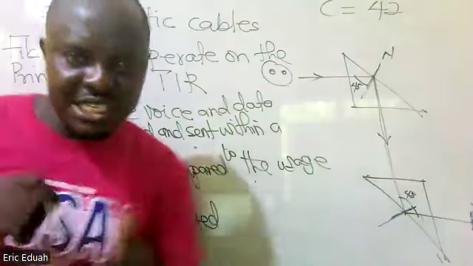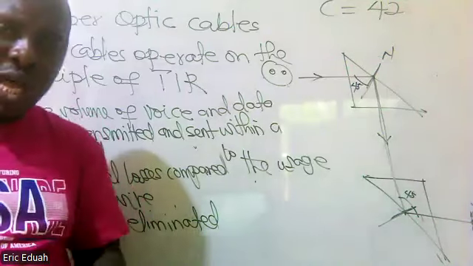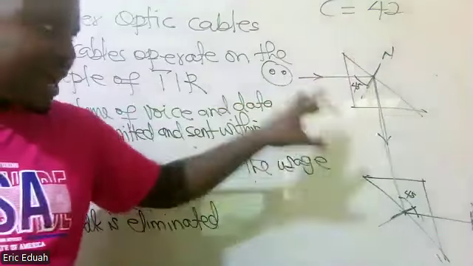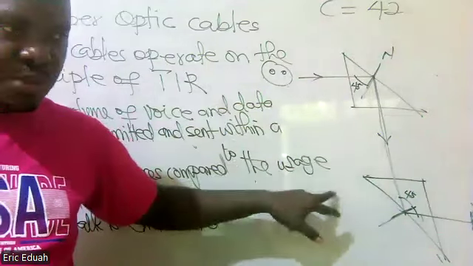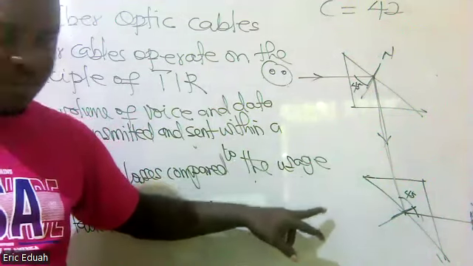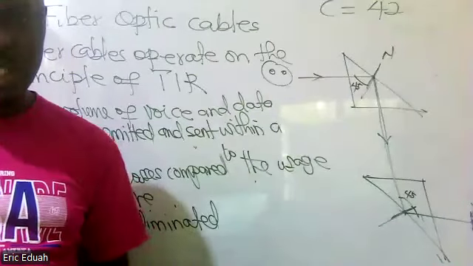So the prism periscope also works on the principle of total internal reflection, and this is by using right-angled prisms or right angle triangle prisms. So this is another application of it.